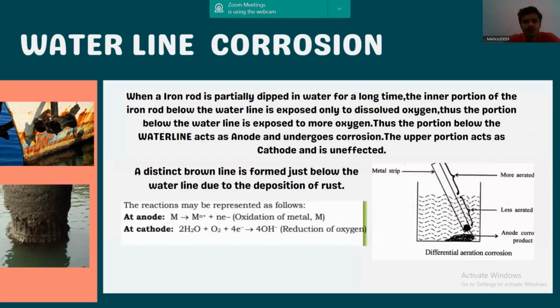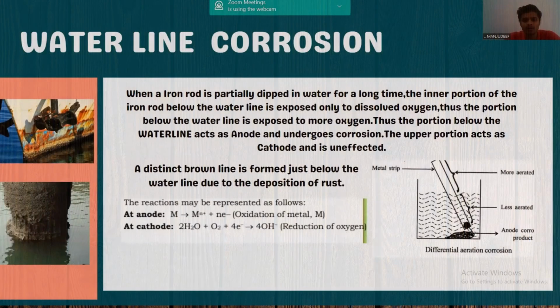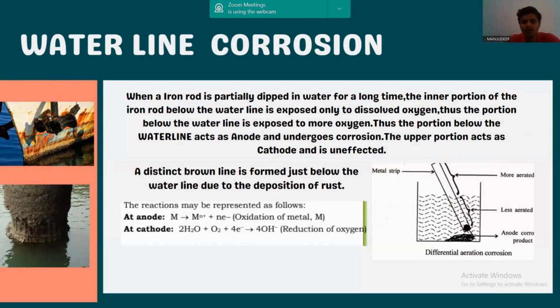In differential aeration corrosion, there are two types as told earlier: waterline corrosion and pitting corrosion. Now let us learn about waterline corrosion. When an iron rod is partially dipped in water for a long time, the portion of the iron rod below the water line is exposed only to dissolved oxygen, while the portion above the water line is exposed to more oxygen. Thus, the portion below the water line acts as the anode and undergoes corrosion, while the upper portion acts as the cathode and is unaffected. A distinct brown line is formed just below the water line due to the deposition of rust.